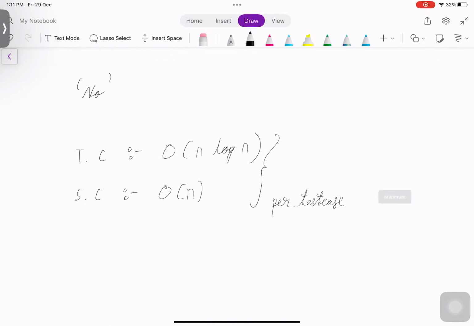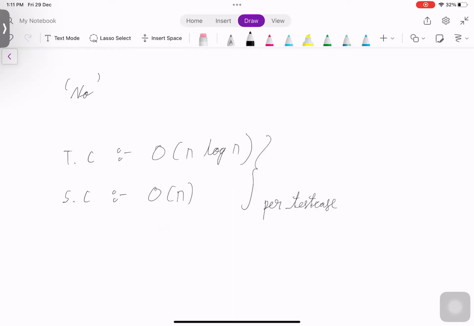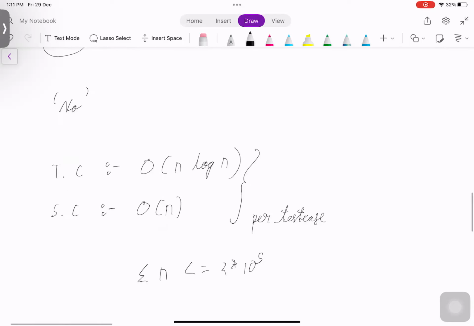So this way we can solve the problem. And n depends on the test cases. Though there are 10 power 4 test cases, it's guaranteed that the summation of n will be less than or equal to 2 into 10 power 5. So we can assume there is one test case with n equal to 2 into 10 power 5. That will be the worst case, which is still sufficient to pass in 1 second. So this way we can solve it.